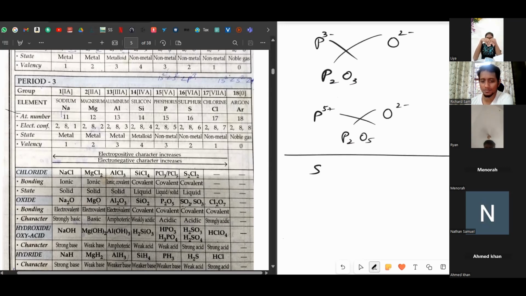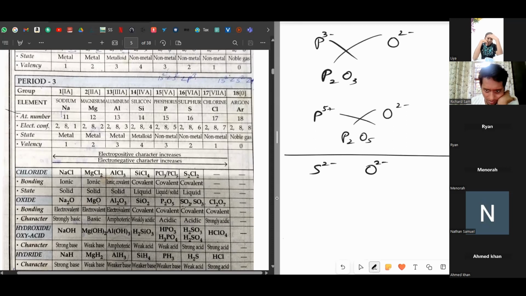Sulfur's valency is 6. I mean, 6 electrons in the outermost orbit. So its valency is 2 minus. And oxygen is also 2 minus. Both are 2 minus. So it's supposed to form SO according to this, but it forms SO2 and SO3. Sulfur dioxide, sulfur trioxide.